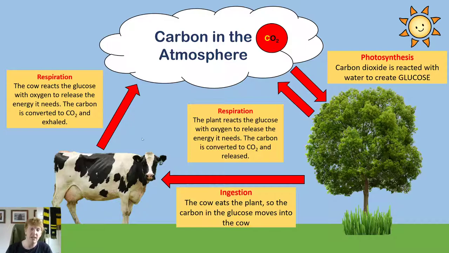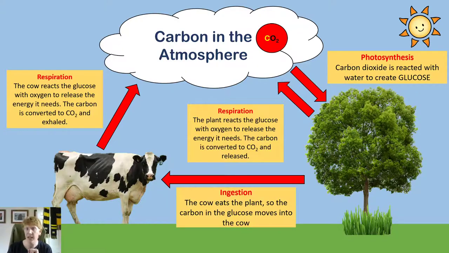And what you can see there is the cycle. This repeats itself again and again and again, and this is what the carbon cycle is. That's exactly how it works. And for foundation, these are the core things you need to be able to do: photosynthesis, respiration, and ingestion.